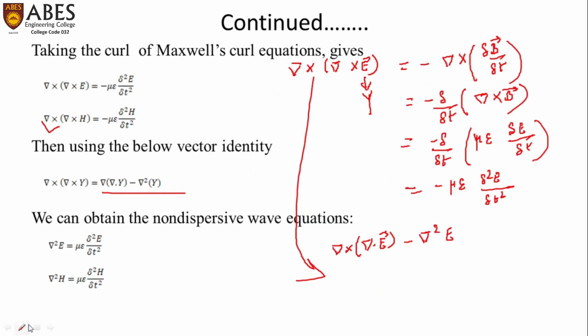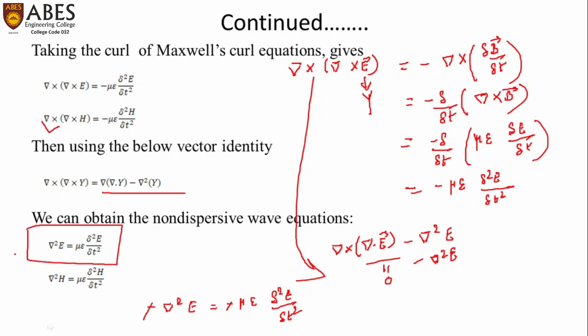So this will be equal to 0. What is left with us? Minus del squared E. So if we try to write it, minus del squared E is this one, and this is equal to minus epsilon del squared E upon del T square. So we can write it as minus mu epsilon del squared E upon del T square. Minus minus gets cancelled from both sides. So now we have the non-dispersive wave equation in this form: del squared E is equal to mu epsilon del squared E by del T square. Similarly, by doing this sort of calculation, we can calculate for the magnetic field also. So you can do this as an assignment.